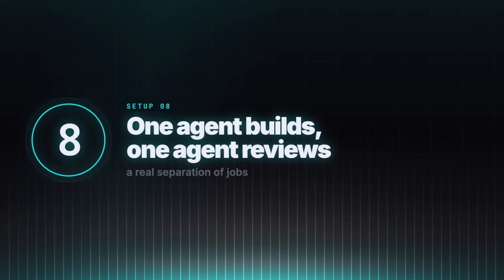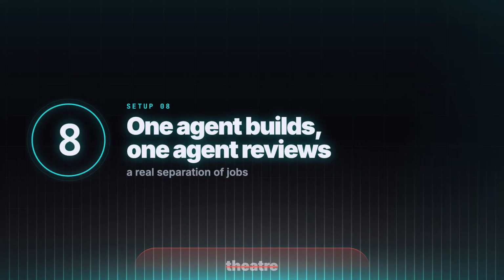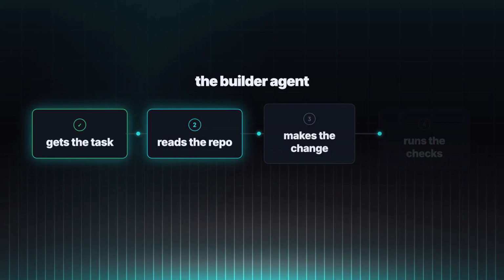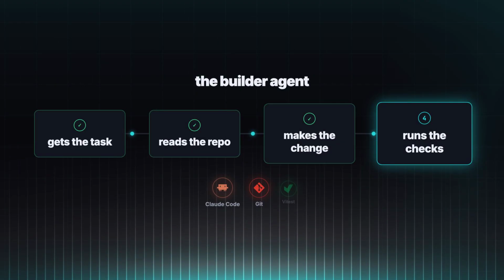Number 8 is a 2-agent review setup. One agent writes, another agent reviews. Not as theater. As a real separation of jobs, the builder agent gets the task, reads the repo, makes a change, and runs the check.